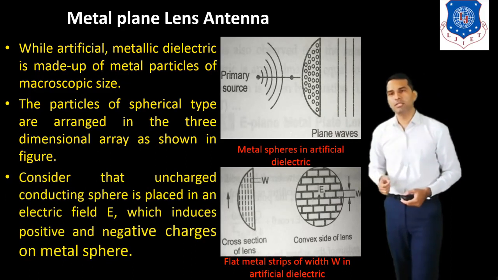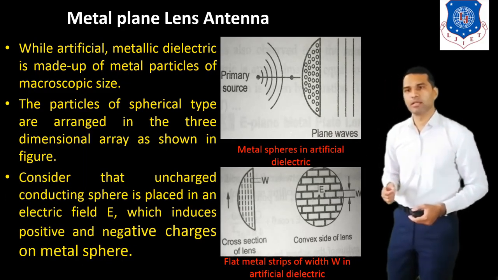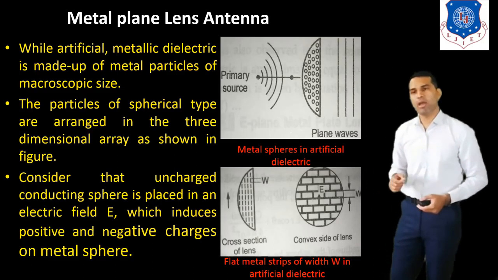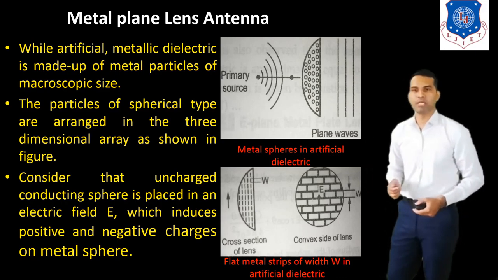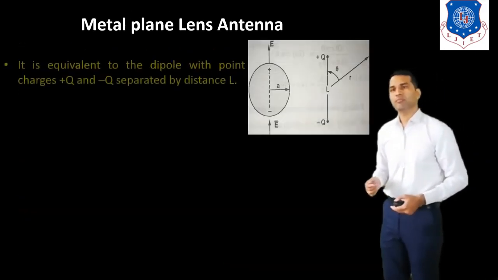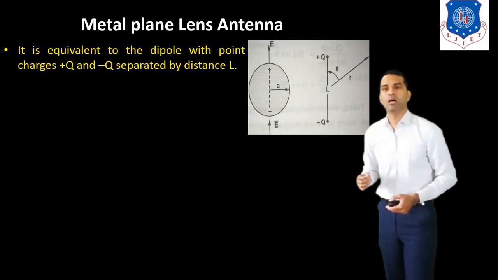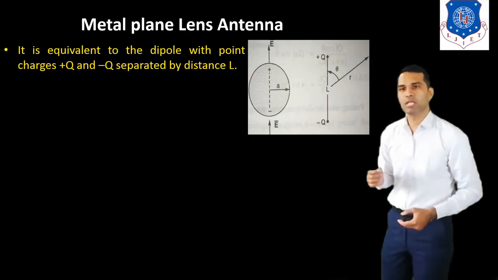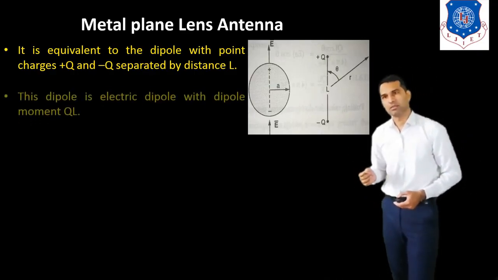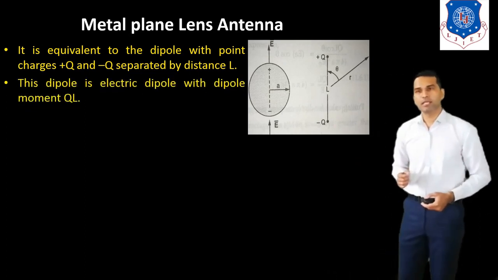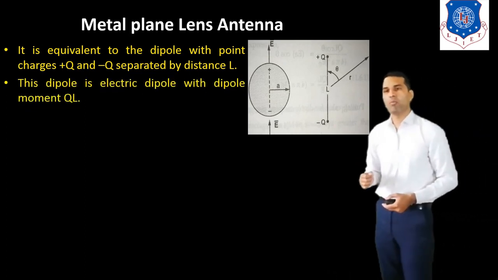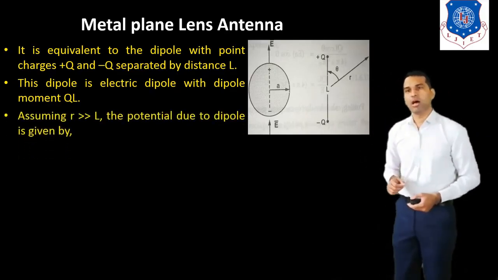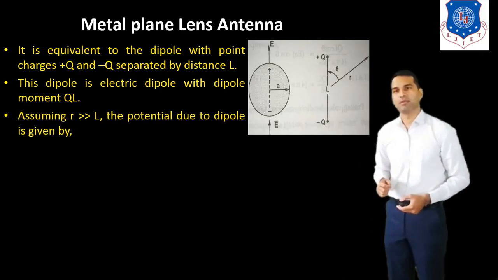Consider that an uncharged conducting sphere is placed in an electric field E, which induces positive and negative charge on the metal sphere. It is equivalent to a dipole where the point charges are plus q and minus q separated by distance l. This is an electric dipole with a dipole moment q into l. Now we assume R is very much greater than l.